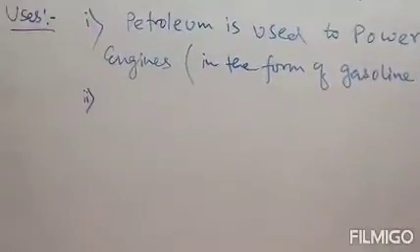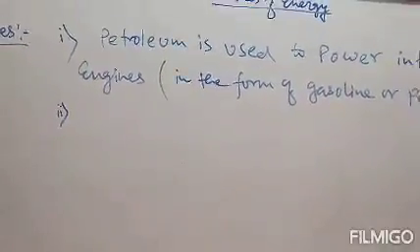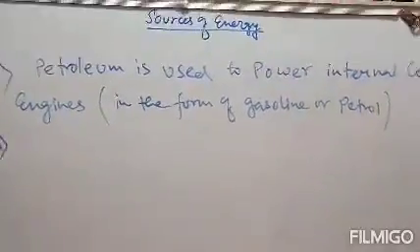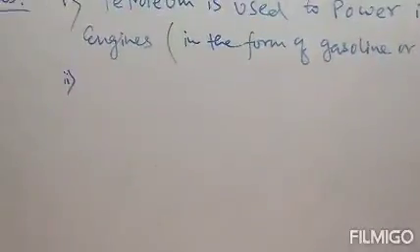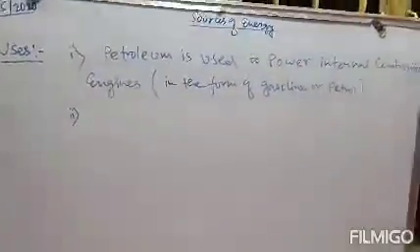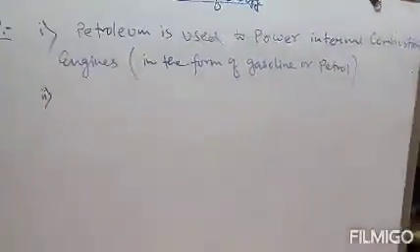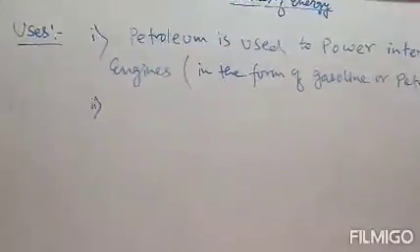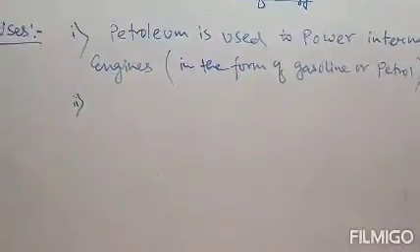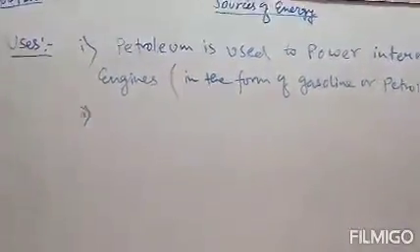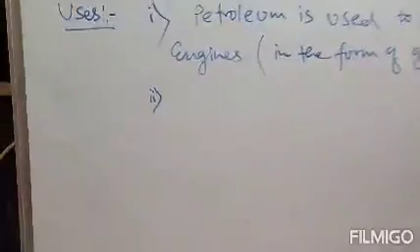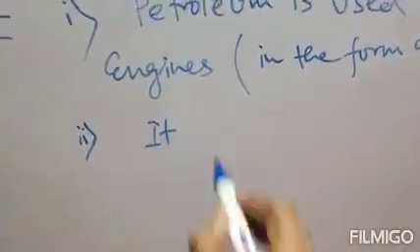Number two use, it is used in the pavement of roads, as a water repellent and in roofing. Water repellent means it is not wet by water. If petroleum is used for road pavement or roof surfacing, it is a very good water repellent. Clear? That means water is not absorbed. It has a great water repellent property, so water is not stored or absorbed. Clear?